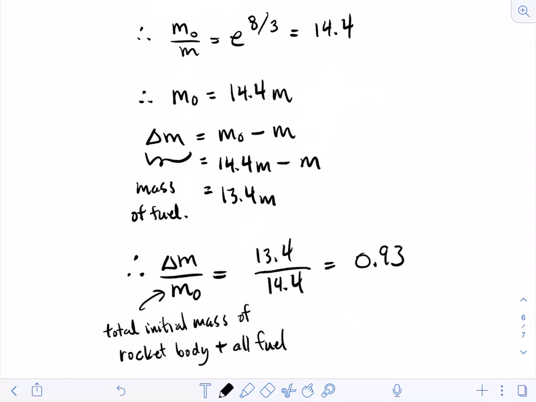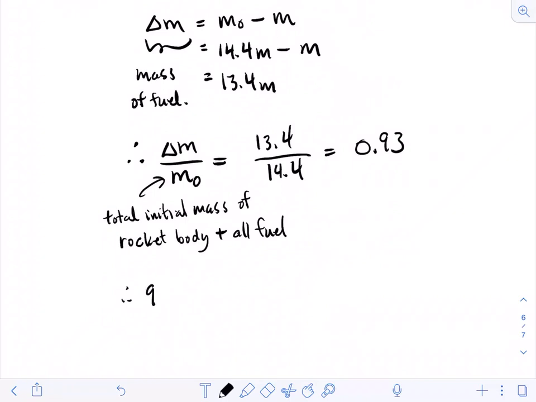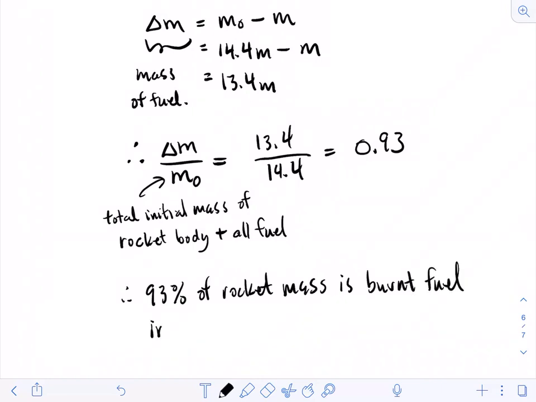And so what that tells us is that to achieve what we wanted, to go from rest to 8 kilometers per second when we eject fuel with a relative velocity of 3 kilometers per second, our rocket initially has to be about 93% fuel. So 93% of the rocket mass is burnt fuel in this case. And so that's obviously expensive, right? If you wanted to actually do that in practice, you're going to spend a lot of money filling up your rocket with a lot of fuel.